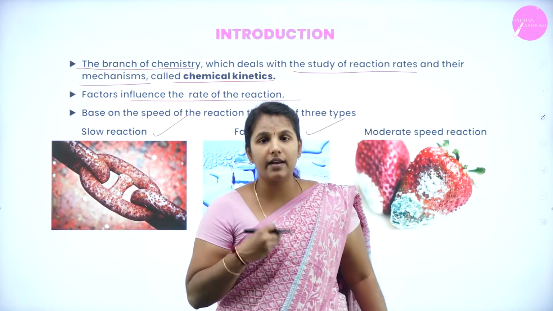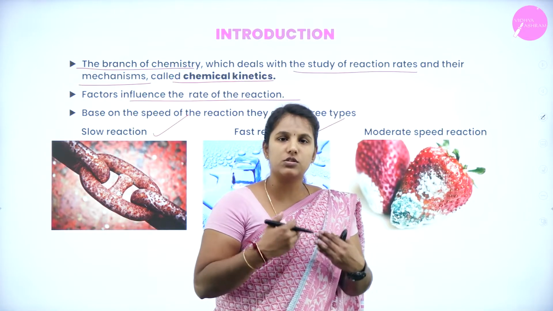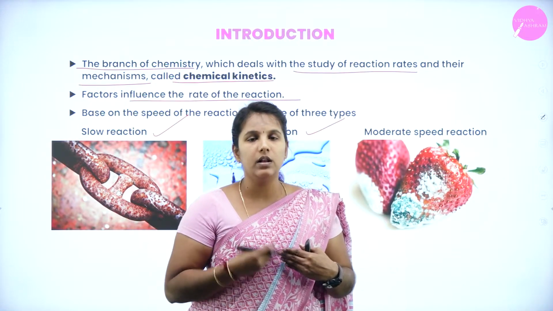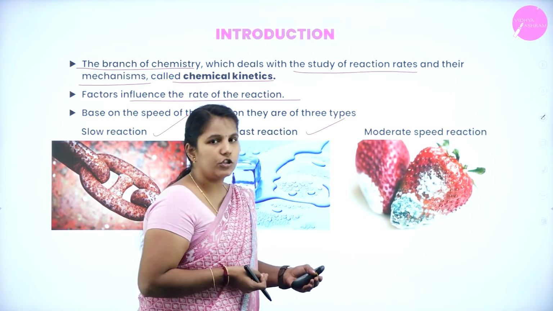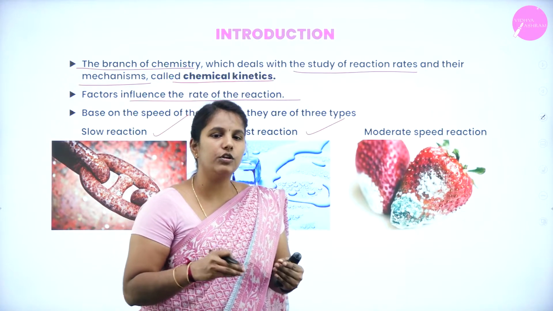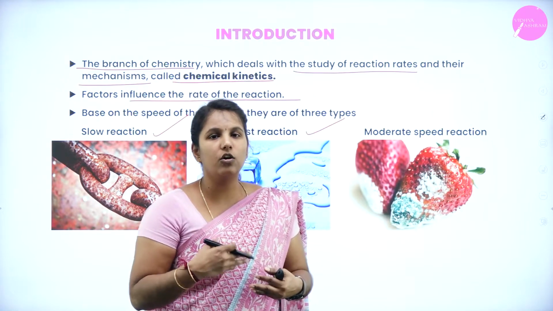And there are certain reactions which are not too fast or too slow. They are known as moderate reactions. For example, photosynthesis is the best example for this, and the spoilage of food. For the spoilage of vegetables, it takes around 1 week.